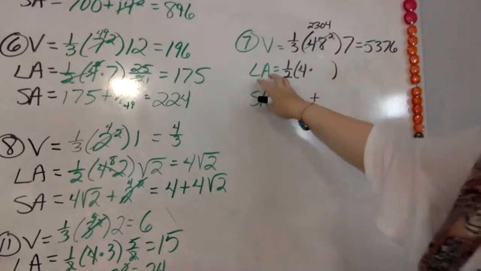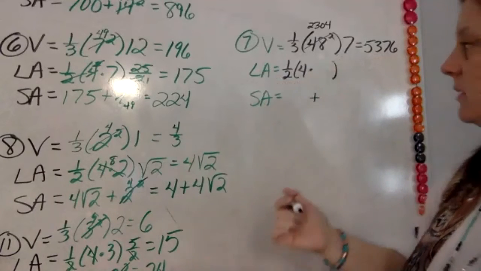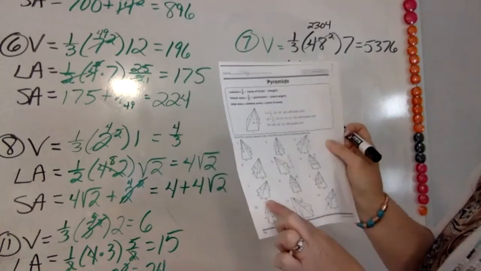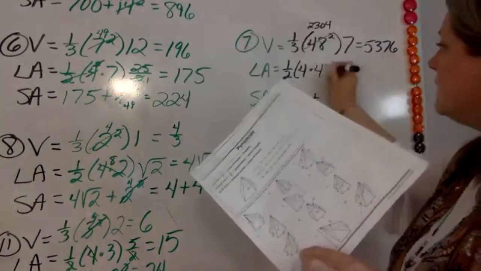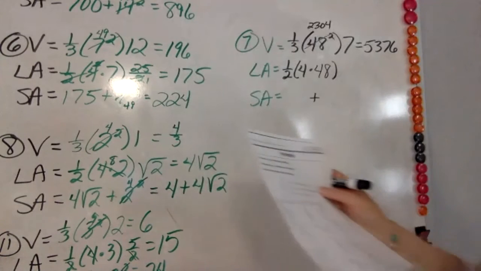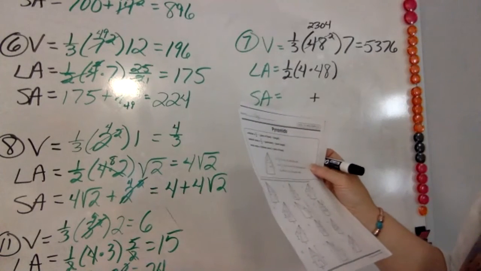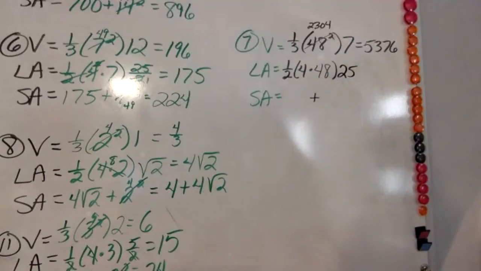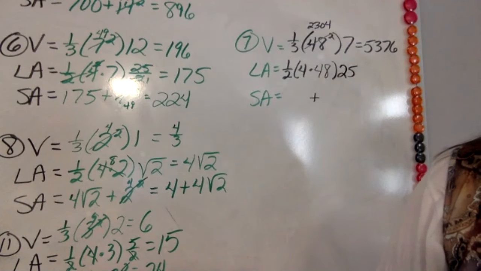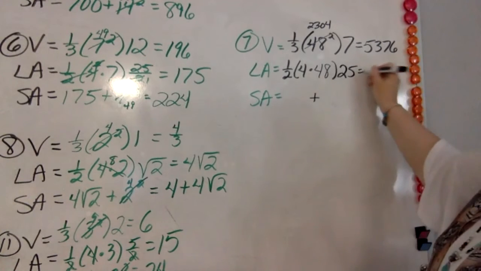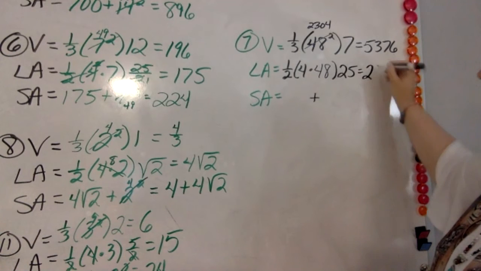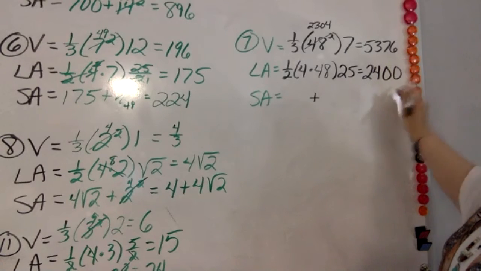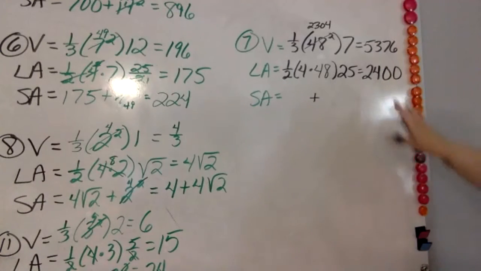Now, when you're talking about the lateral area, you're talking about the 4 triangles that make the sides of the pyramid. So your formula starts out 1/2 times the perimeter of the base. So it's 4 times the side of a base, which was the 48, times the slant height. So Kernaya, what was the slant height in number 7? 25. So you have 1/2 times 4 times 48 times 25. So for that one, what are y'all getting? 2,400. 2,400, 2,400. Now that was my lateral area.